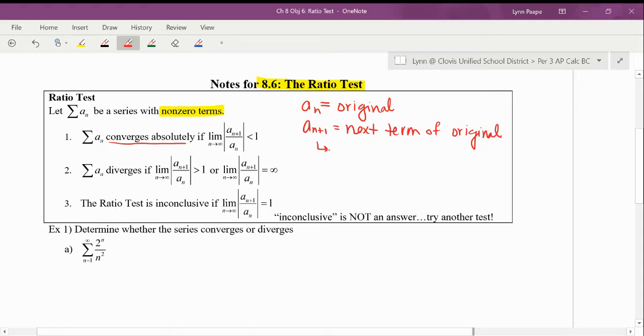And it is found by replacing n with n plus 1. And occasionally what might happen is you might be given the (n+1)th term, and then you can actually find the nth term instead. But when you write your ratio, you do need to make sure that you get your ratio in the correct order, that you have your larger term over your smaller term. So the (n+1)th term over the nth term. And if that ratio is less than 1, then your series is supposed to converge absolutely.